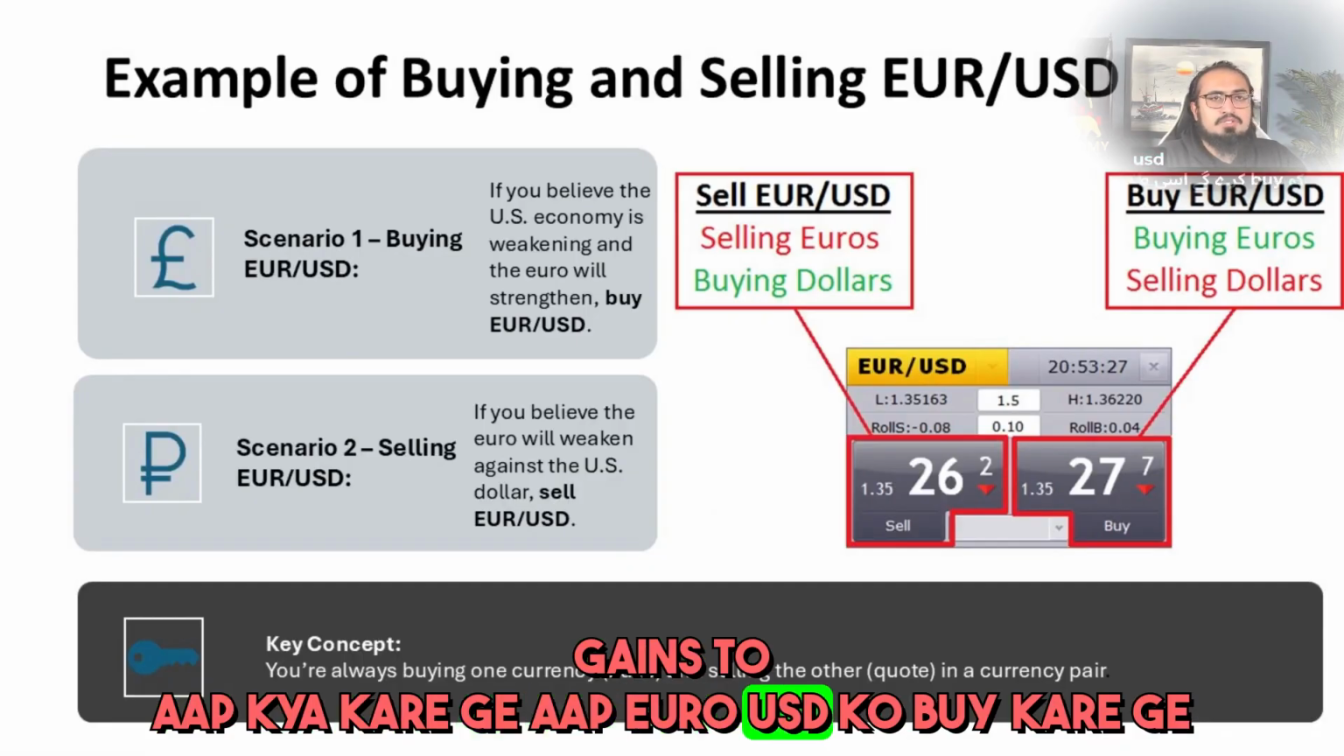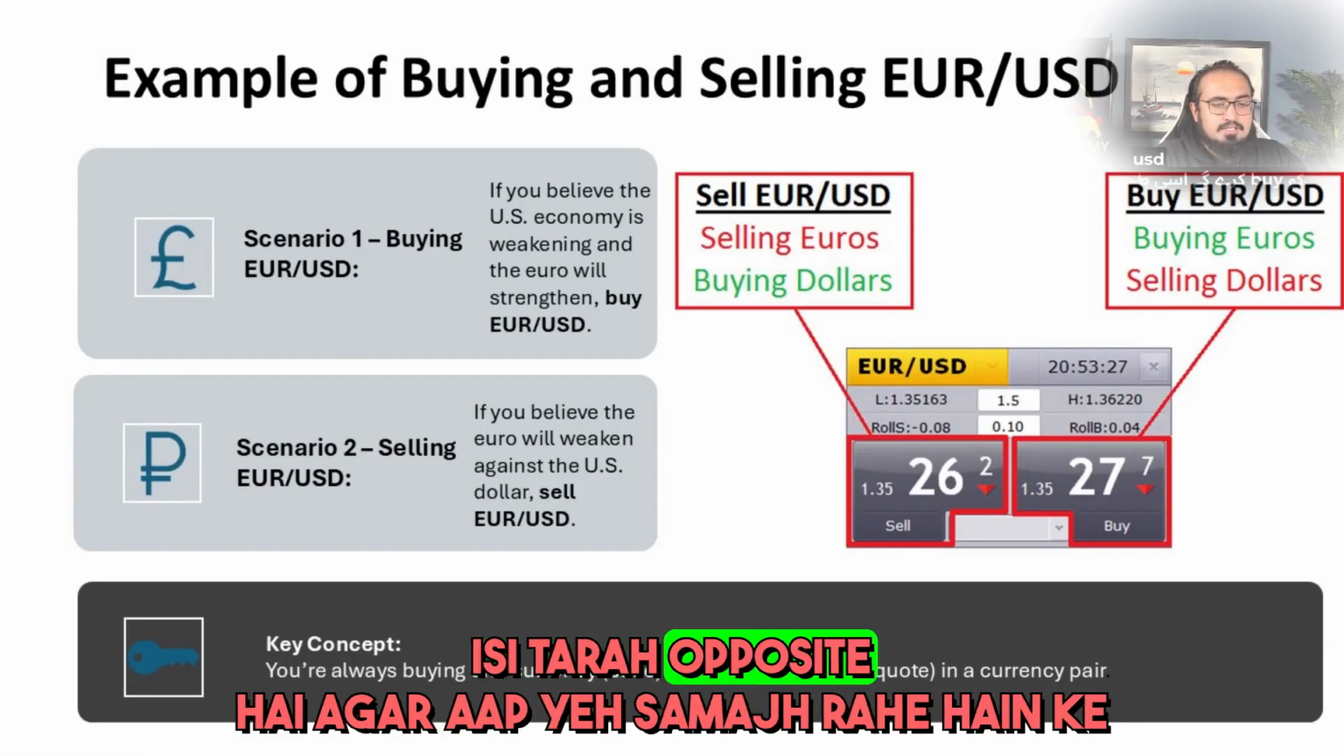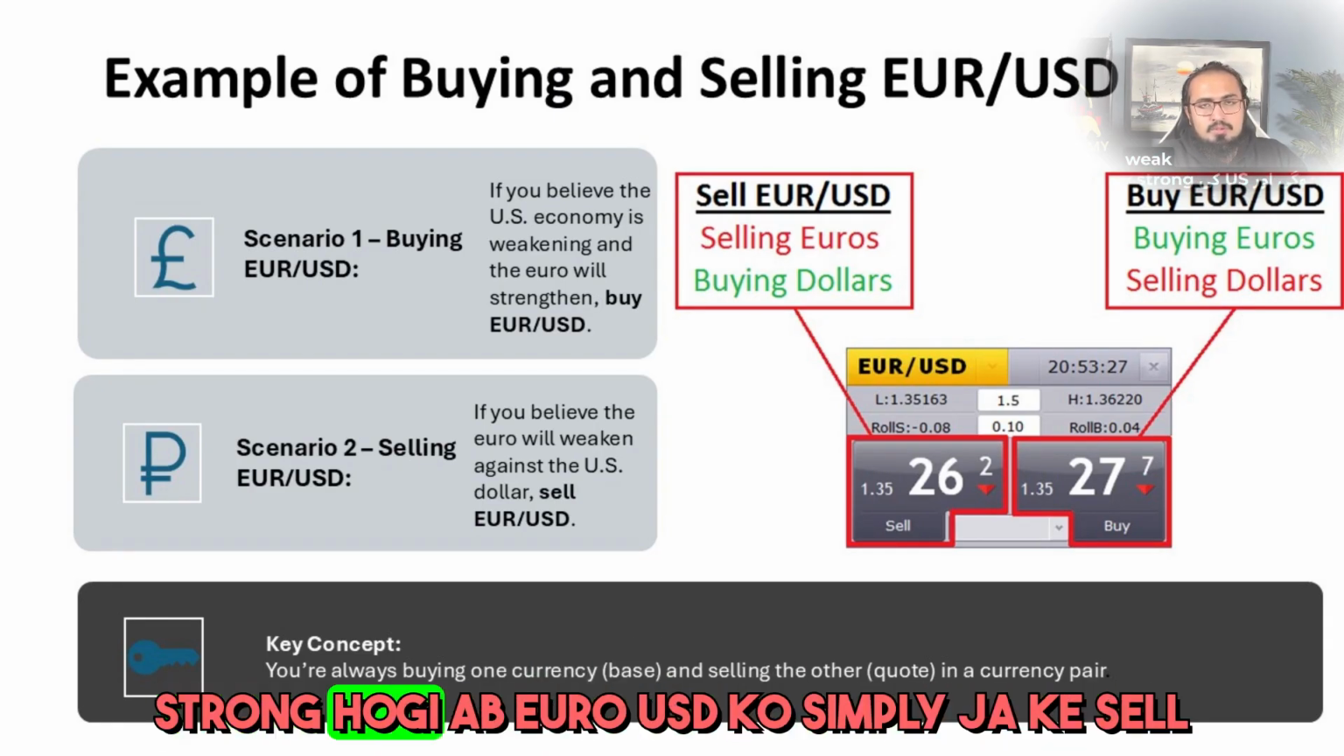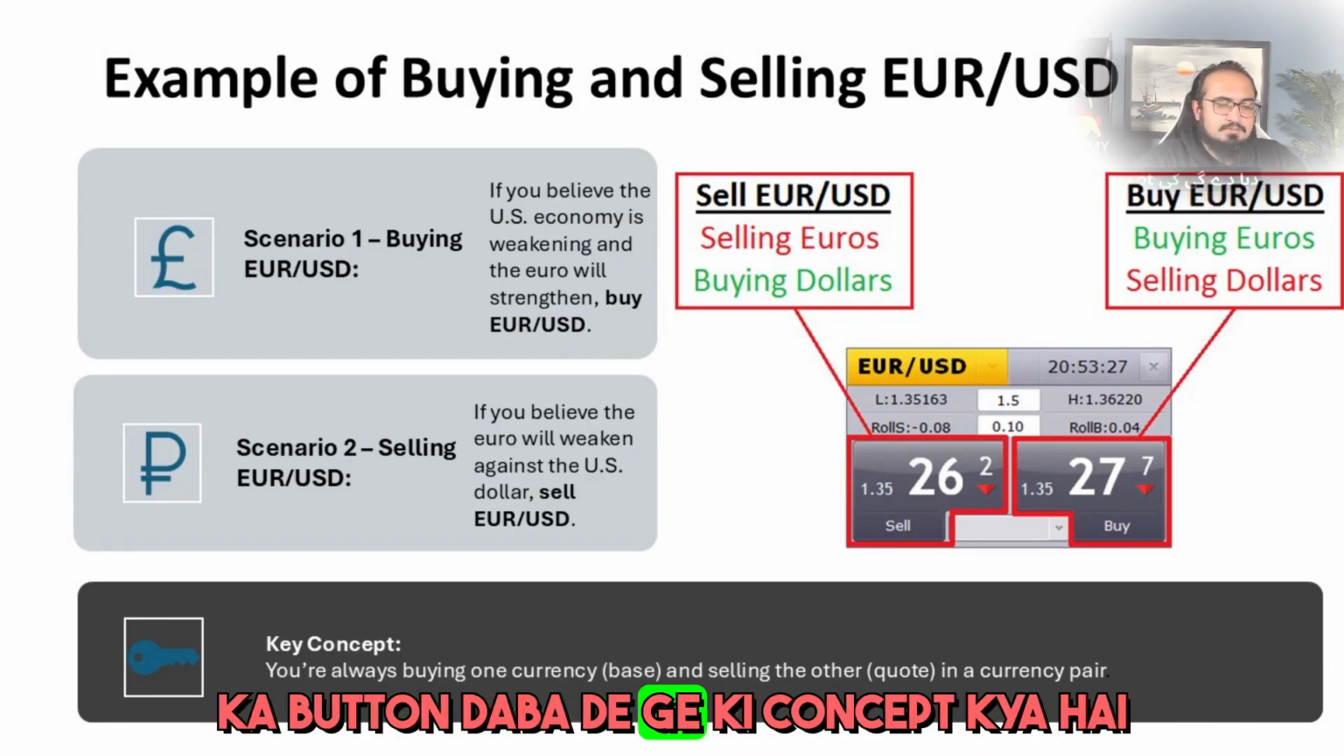So what will you do? You will buy EUR/USD. Similarly, the opposite is true. If you understand that the Eurozone economy will weaken and the US economy will be strong, then you will simply go and press the sell button for EUR/USD.